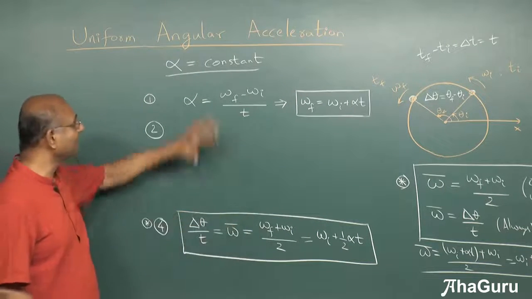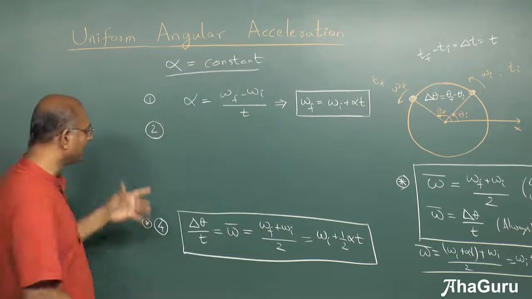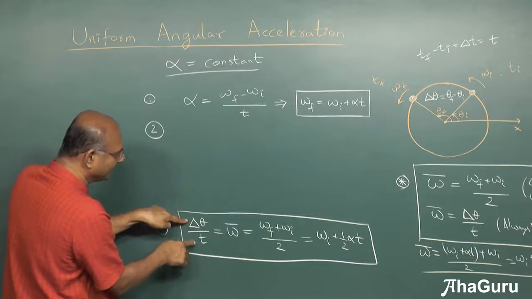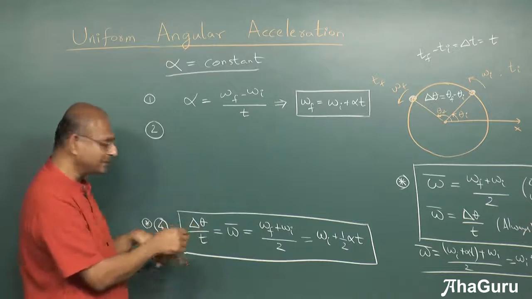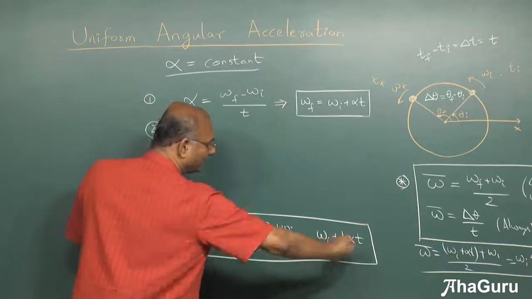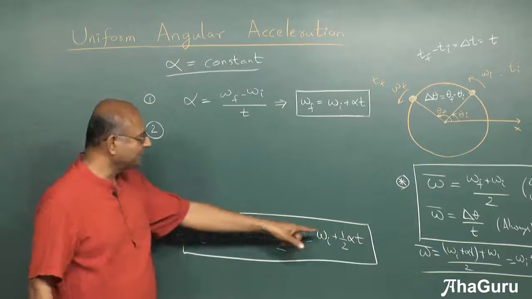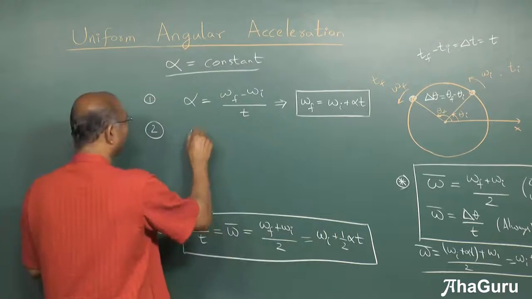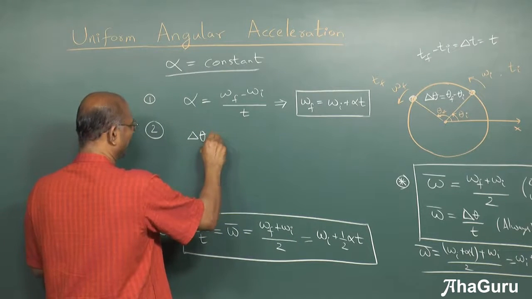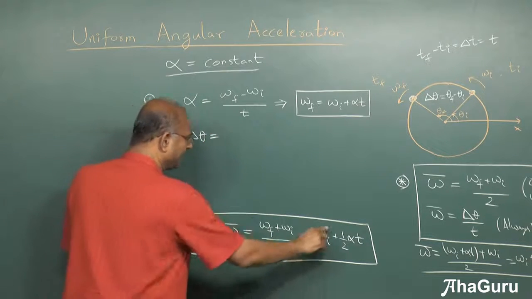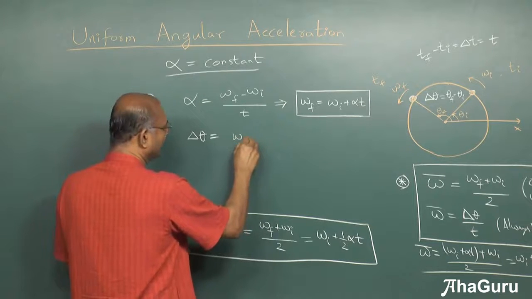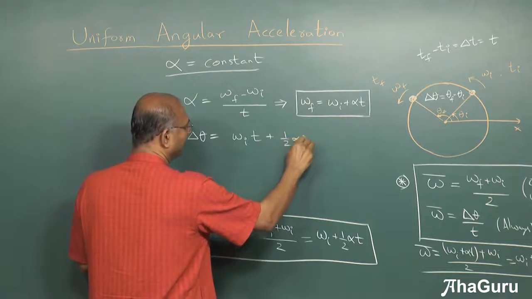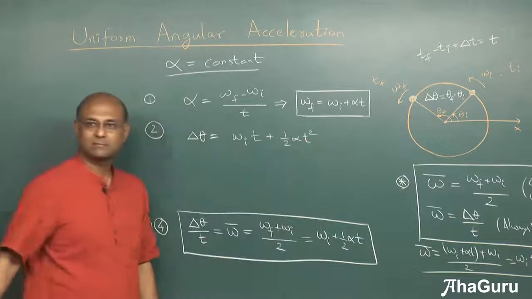This is the foundation for all the rest of the equation that we are getting. Because once I've got this, now look at this. Delta theta by t, angular displacement by time, is equal to omega initial plus half alpha t. So if I took the t to that side, what is going to happen? I can write our second equation. Delta theta is omega initial into time plus half alpha t square.